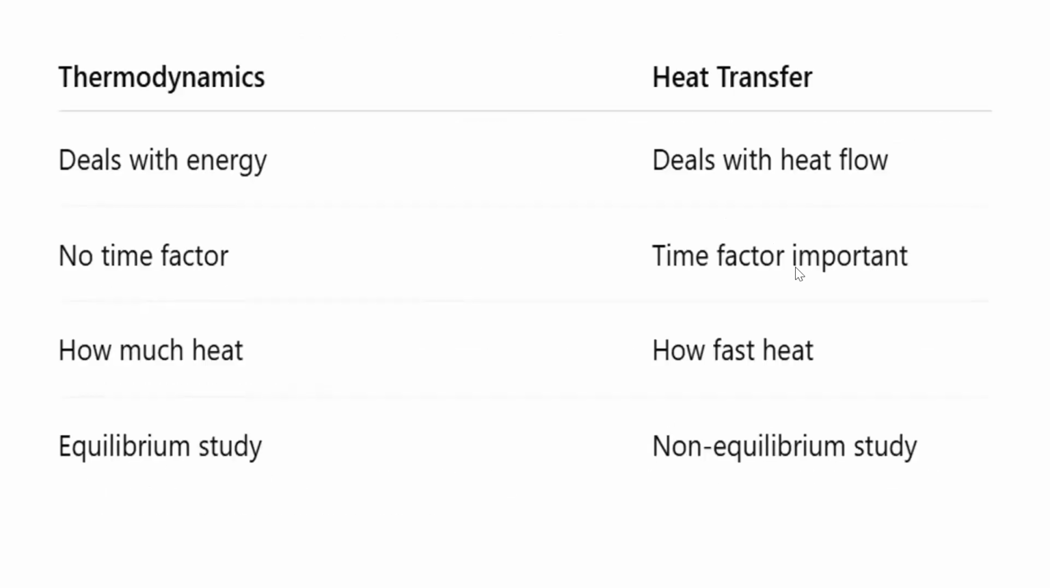Briefly, thermodynamics deals with energy transformations, the conversion of heat into work and other forms, whereas heat transfer deals with heat flow, heat transfer rate and temperature distributions. In thermodynamics there is no time factor, whereas in heat transfer the time factor is very important. Thermodynamics tells us how much heat is converted to work and how much heat is transferred. Whereas heat transfer tells us how fast heat is transferred, how it is distributed, and what the temperature distribution in the body is.